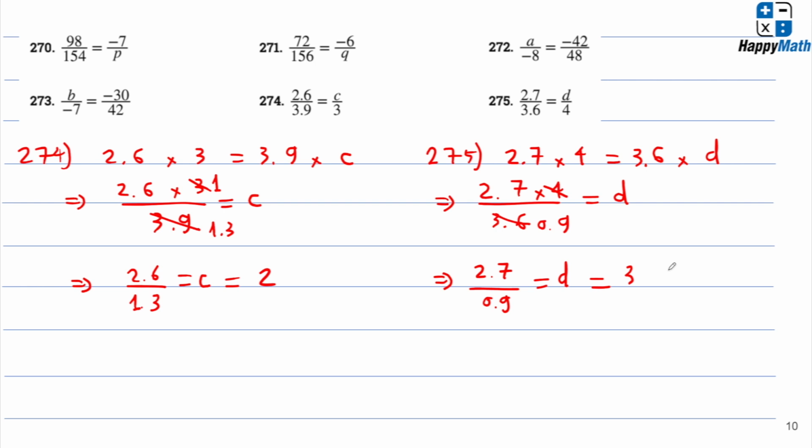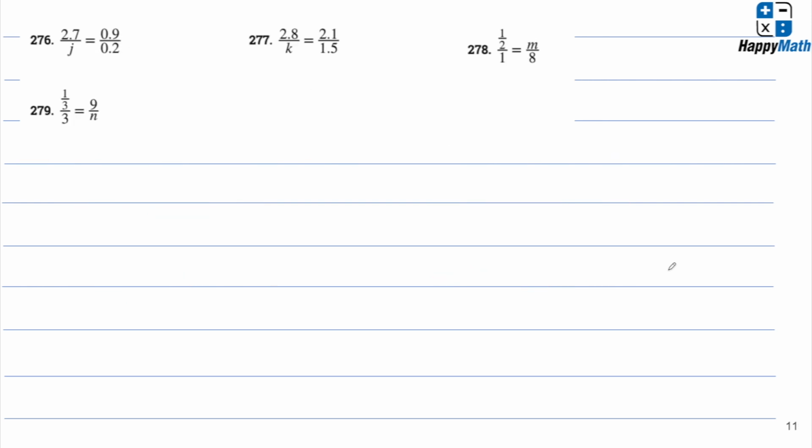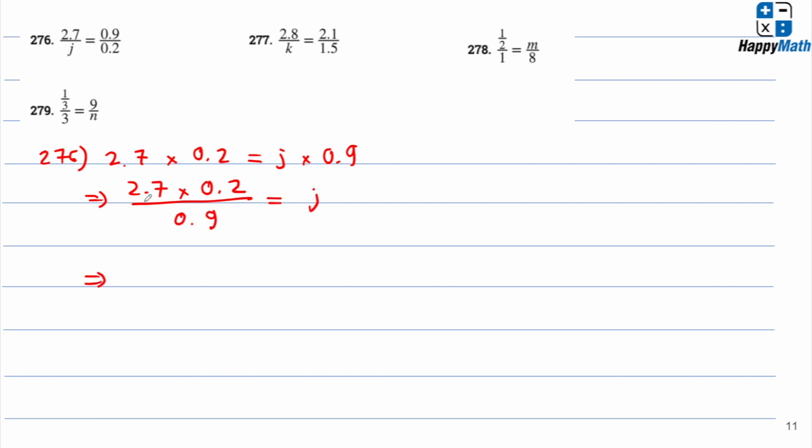Yeah. And the last questions, oh my god, last 4 questions. 276. 2.7 multiply 0.2 and g times 0.9. 2.7 times 0.2 over 0.9 equal to g. And simplify this one, divide by 3. Divide by 0.9, you get here 1 and this one is 3. 0.6 will be g now.